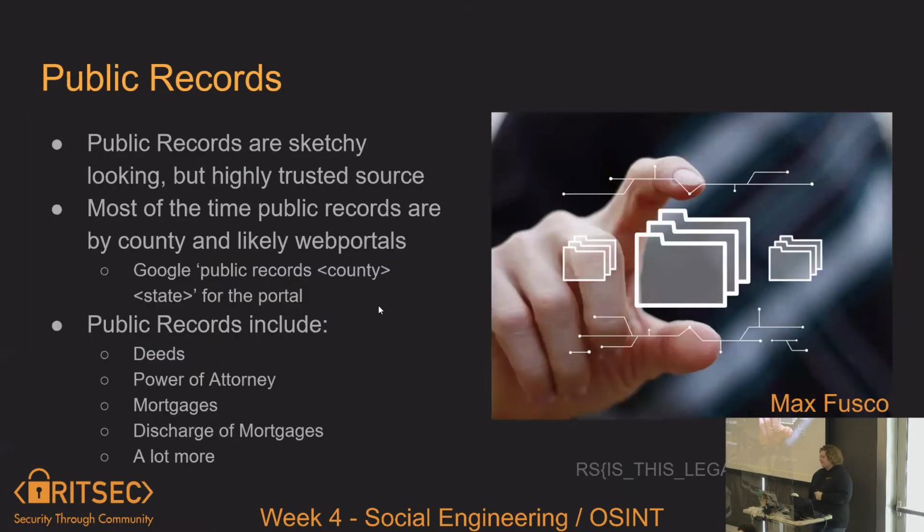Okay, so public records. Public records are probably the sketchiest looking things that we're going to look at today. And they're probably one of the most authoritative, because these are published by the county most of the time, and will most of the time not include super specific information, but if you can find it, you can most likely trust it.